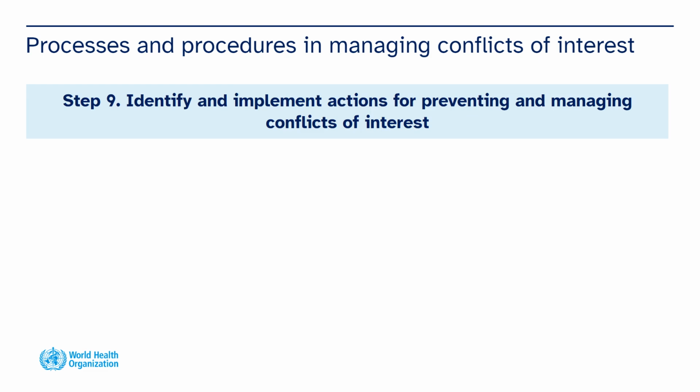Let's continue with Step 9, identifying and implementing actions for preventing and managing conflicts of interest. In Step 8, we looked at procedures for disclosure, verification, and evaluation. If a disclosed interest is determined to be a conflict of interest, then a combination of strategies will be needed to prevent and manage the conflict of interest.